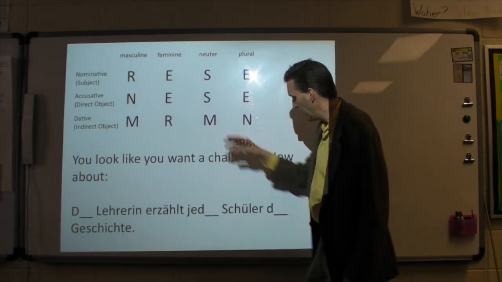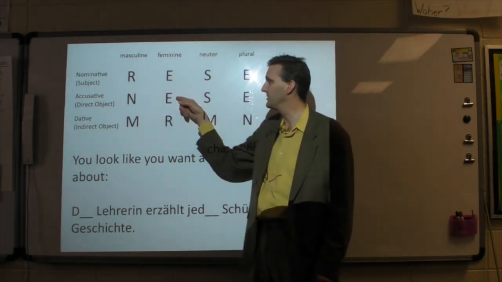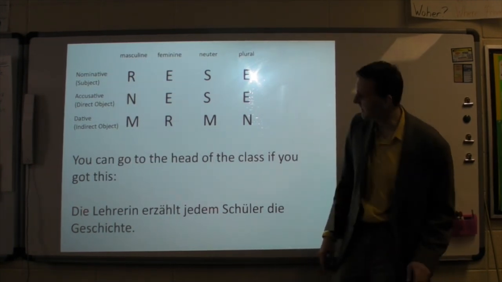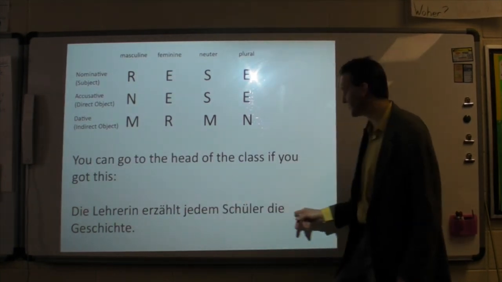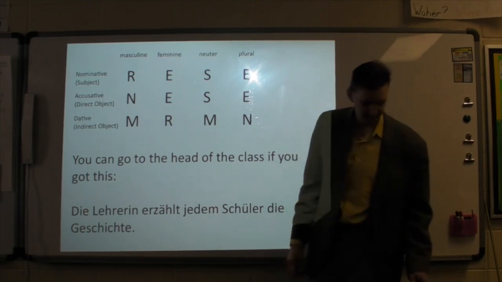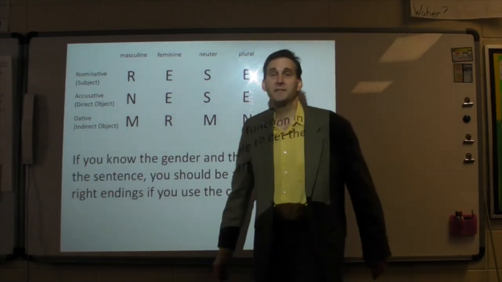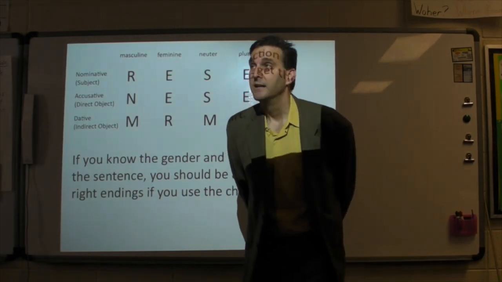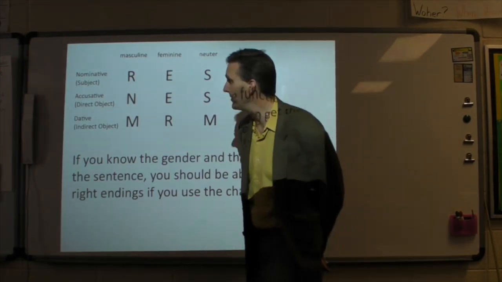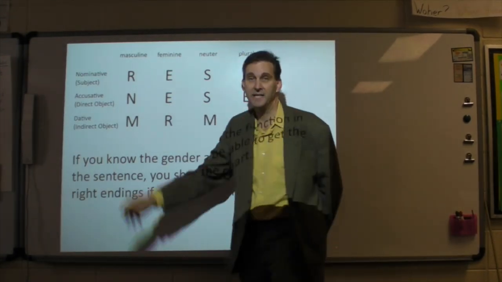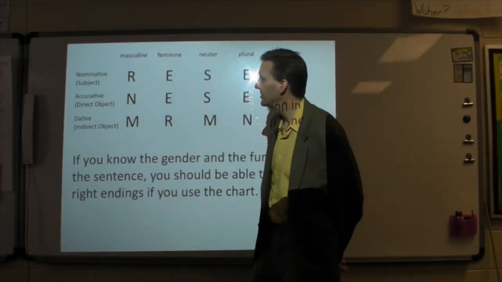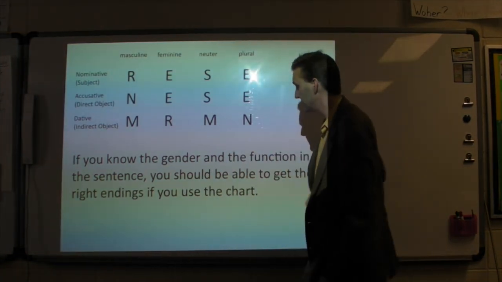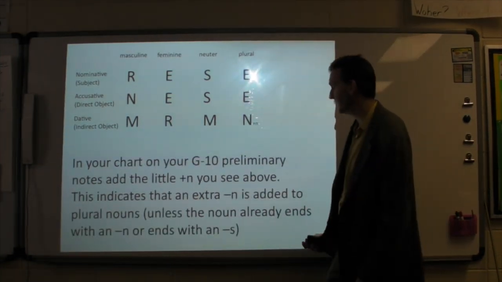And you are correct. And as we mentioned, that's what's being told. It's the direct object. We need this E right there, die Geschichte. So here we go. Die Lehrerin erzählt jedem Schüler die Geschichte. Very good. So, the basic idea is if you know the gender and if you know the function, those are the two tough parts. Once you know those two things, you can zero in on the ending very easily with this chart. So, you just need to know the gender and how it's functioning in the sentence. Piece of cake after that, really, okay?